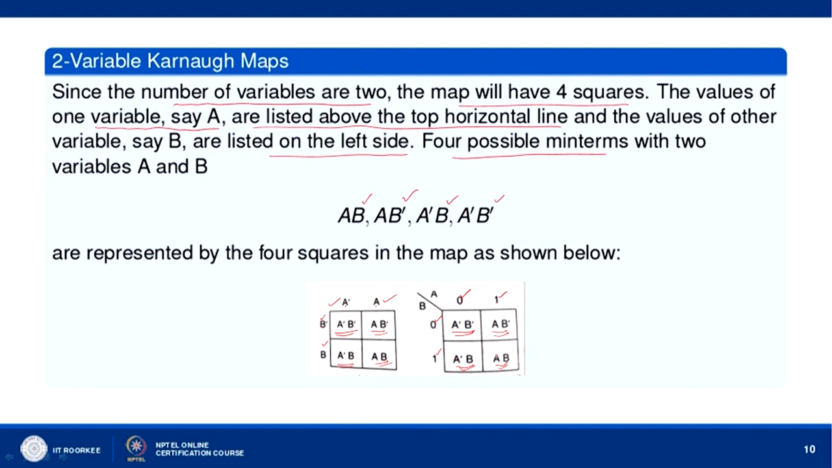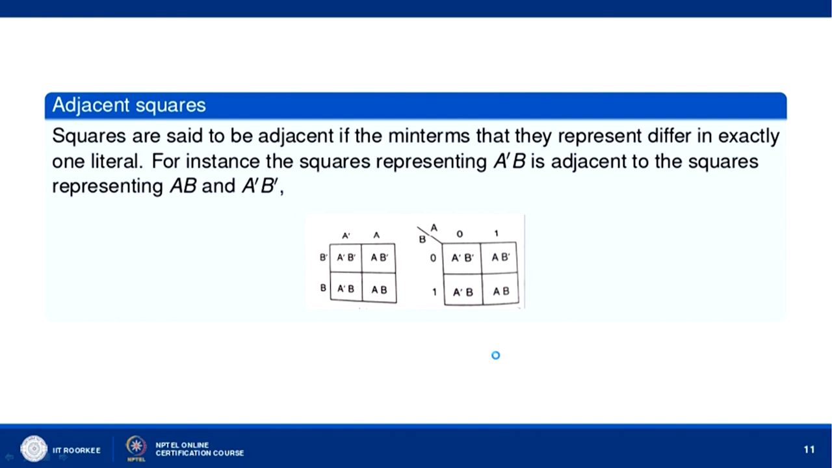Now, let us define adjacent squares. Which squares are called adjacent? Squares are said to be adjacent if the min terms that they represent differ in exactly one literal.